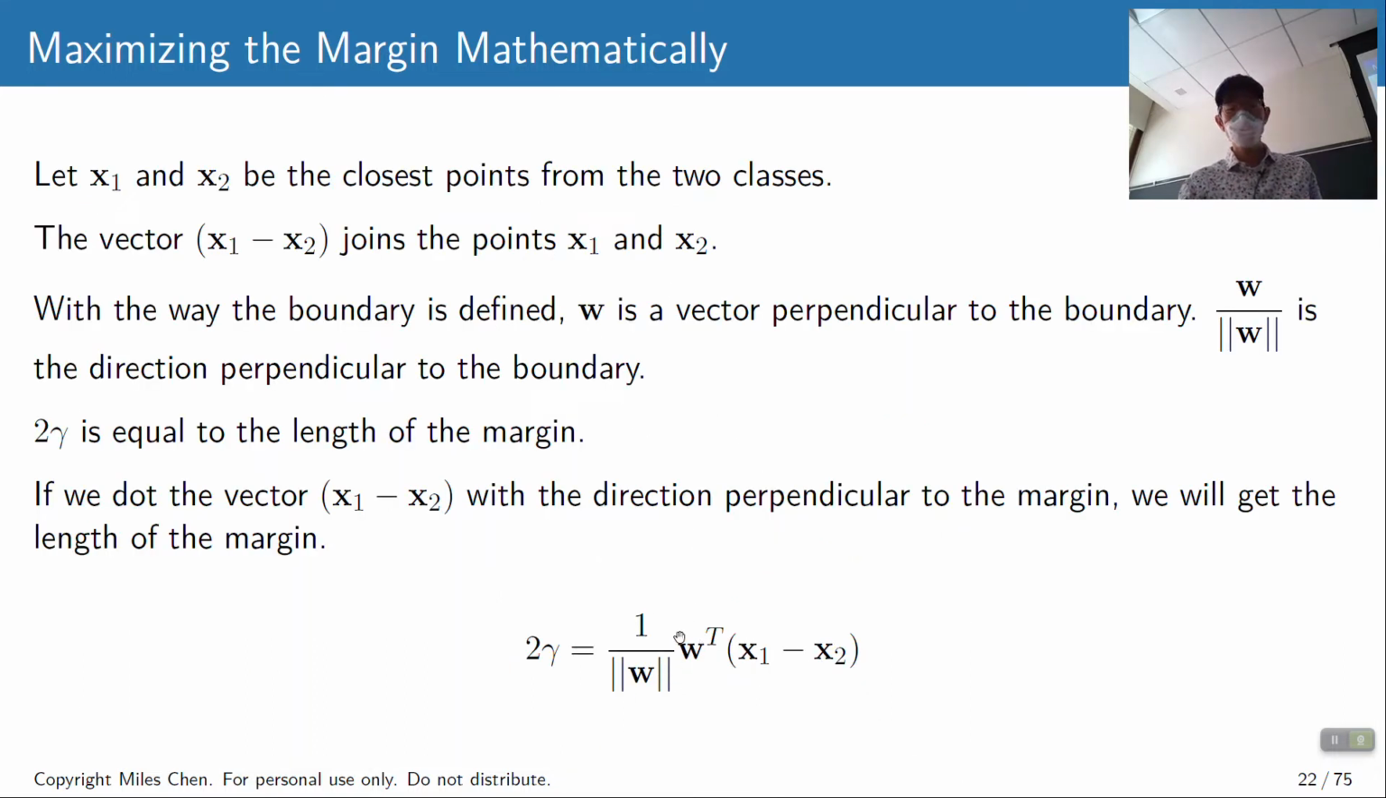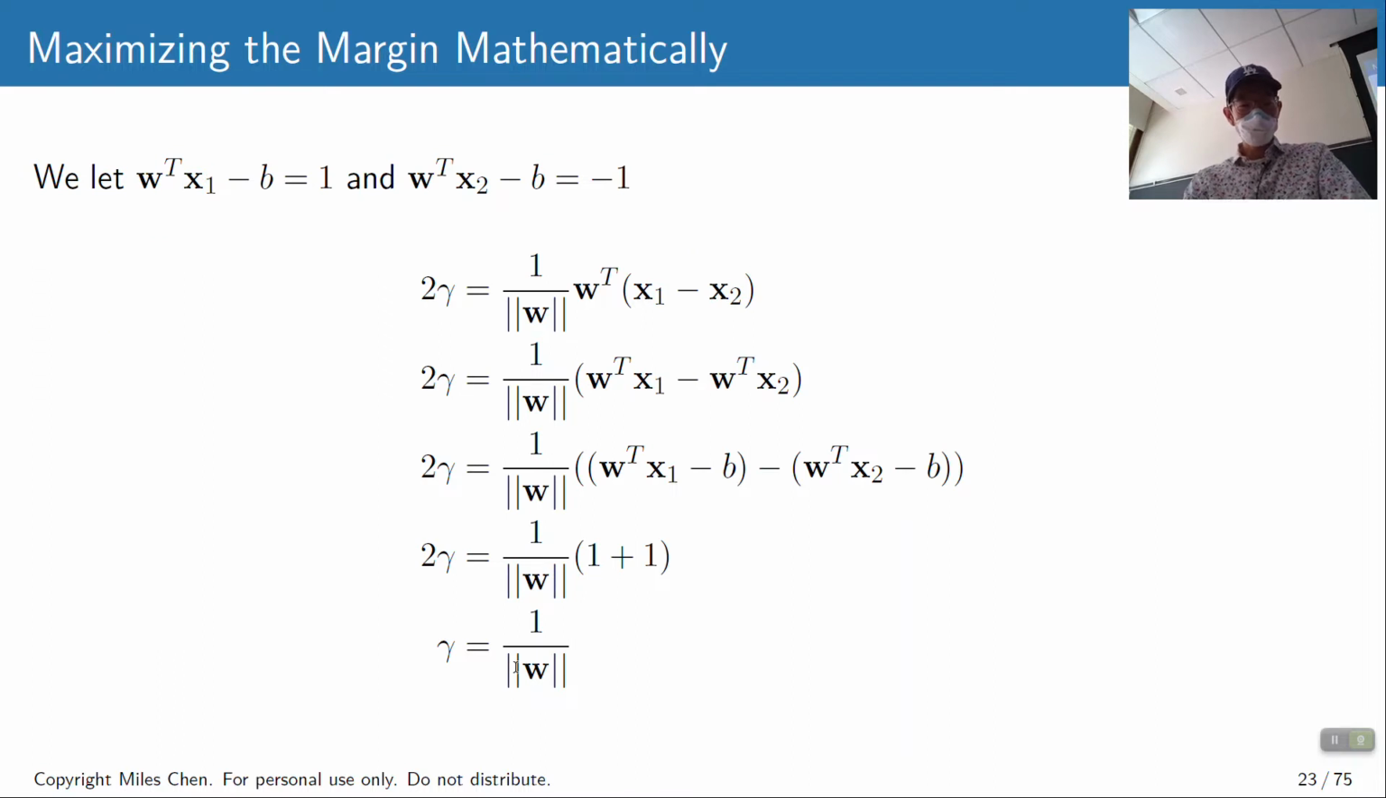Okay, and that's what we have here. So we've got the unit vector dotted with x1 minus x2. Or in our case, we could just do w transpose x1 minus x2. We're going to say this is equal to that distance. Here I've got 2 gamma; I'm just following the notation in the textbook, but you could just say it's some letter indicating the distance. Okay, and what we want to do is maximize this distance.